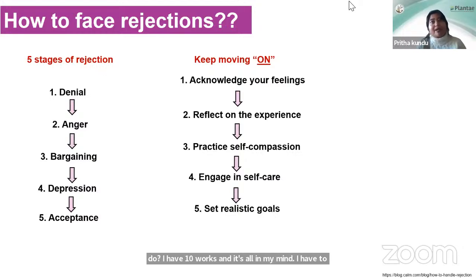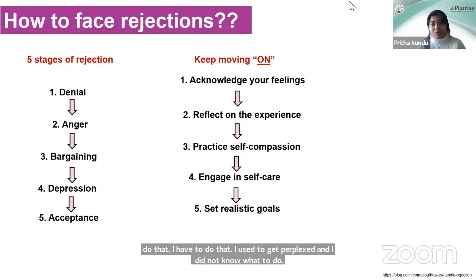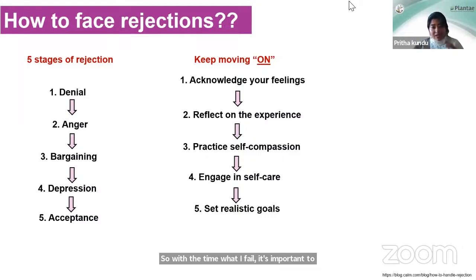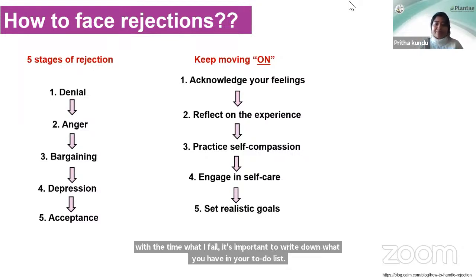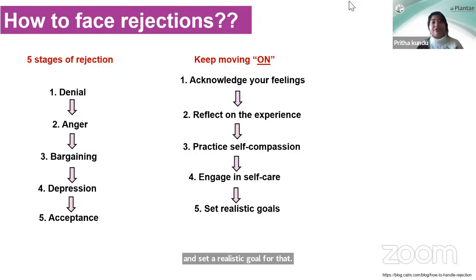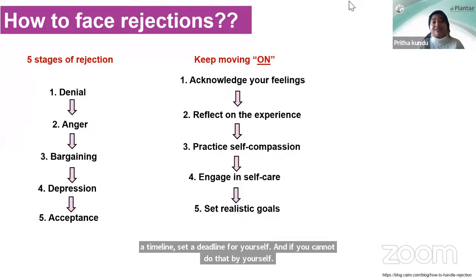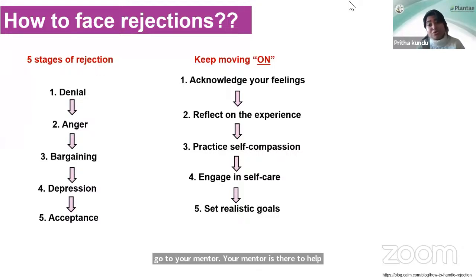So with time, what I felt, it's important to write down what you have in your to-do list and set a realistic goal for that. Set a timeline, set a deadline for yourself. And if you cannot do that by yourself, go to your mentor. Your mentor is there to help you out, and he or she should be able to help you out because that's his or her job.